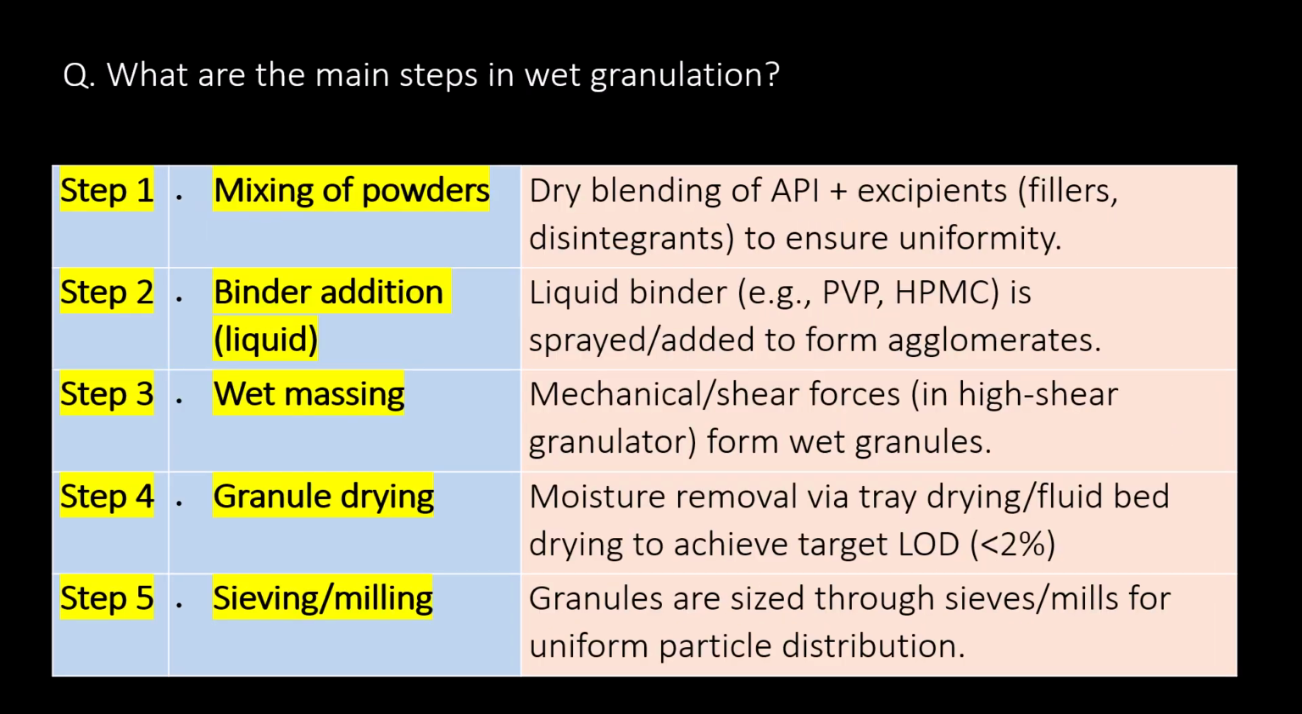Very important question. What are the main steps in wet granulation? Step 1, mixing of powders. Step 2, binder addition. Step 3, wet massing. Step 4, granule drying. And step 5, sieving or milling.